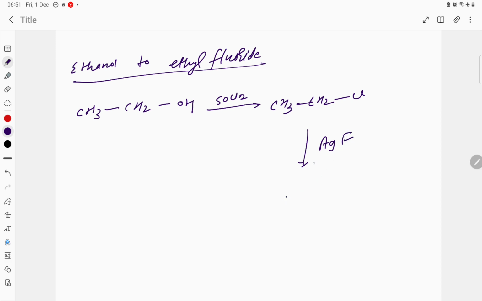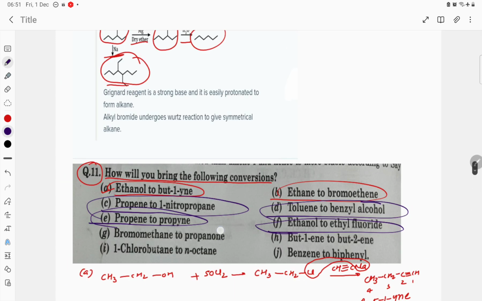So what will be there? This is the Finkelstein reaction. CH3 CH2, what is it going to give, student? CH3 CH2 F, ethyl fluoride. Now let us move on to the G number, student. What is the G number?